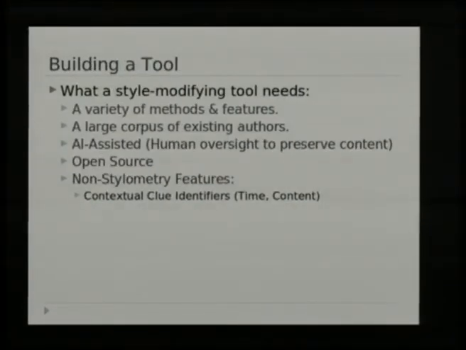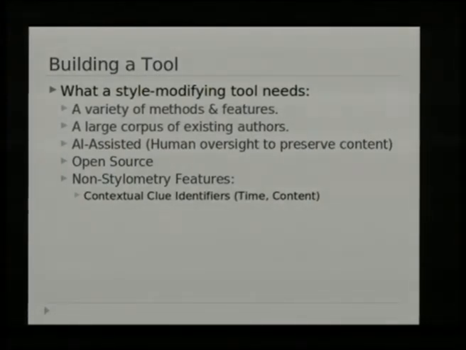So what would one of these tools need? First of all, we need a variety of methods and features, and the ability to constantly add new methods and features into it to test for authorship recognition on a variety of levels. We would need a large corpus of existing authors, so you can test your writing against a very large set of data. It should be AI assisted.